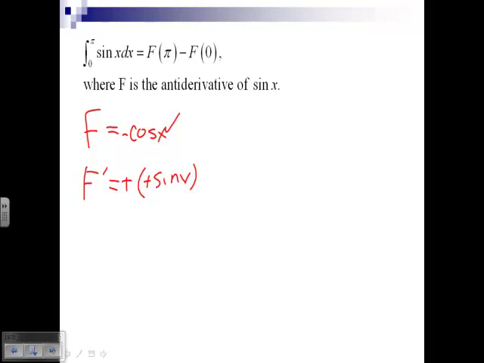So what is this going to equal then? This is going to equal the value of negative cosine at pi minus negative cosine at 0. So this indeed becomes a plus. Candace, you're absolutely right. What is cosine of pi?